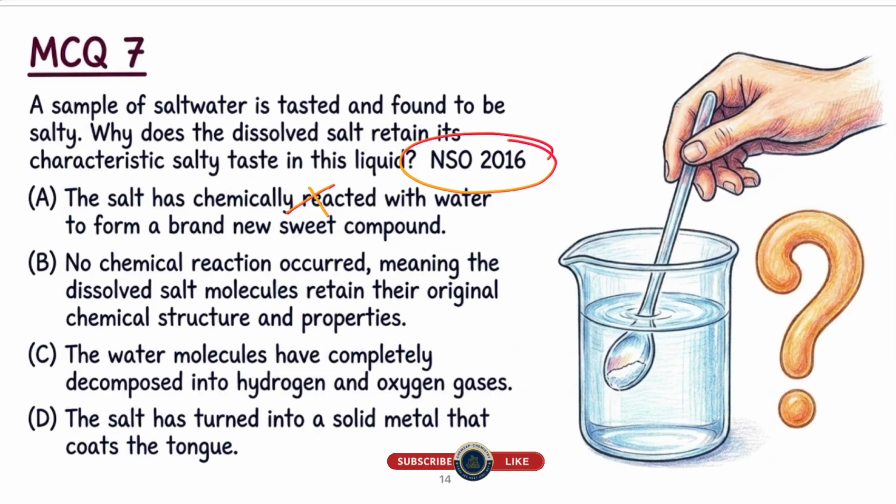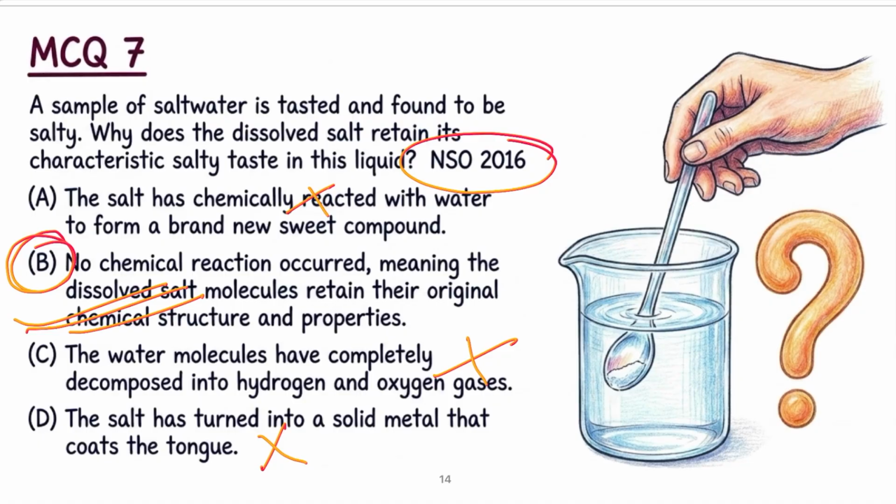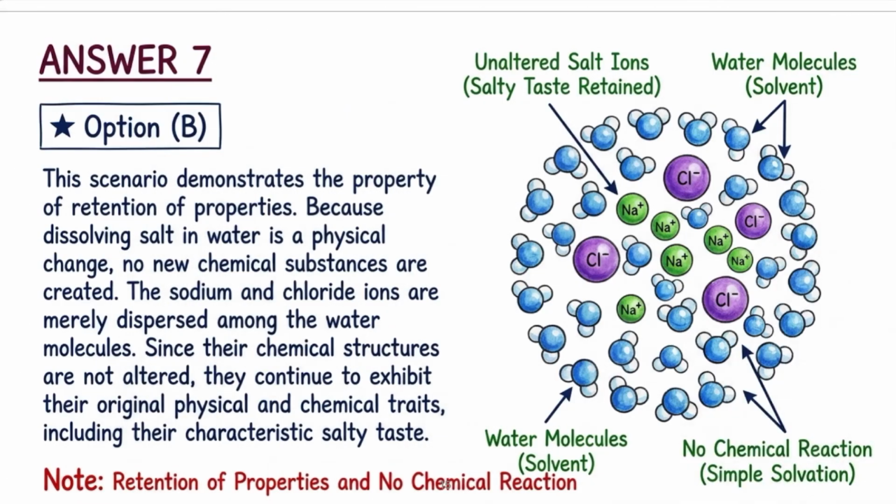The salt has chemically reacted with water. No chemical reaction, this is not the correct option. No chemical reaction occurs, meaning the dissolved salt molecules retain their original chemical structure and properties. Yes, this is the correct answer. The water molecules have completely decomposed into hydrogen and oxygen. No. The salt has turned into solid metals that coat the tongue. No. So the correct answer is what? B. Now check the explanation of this question.